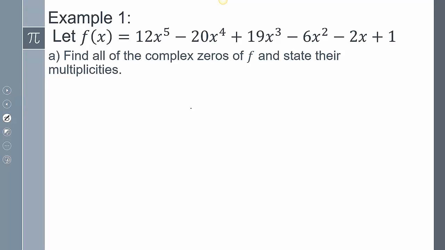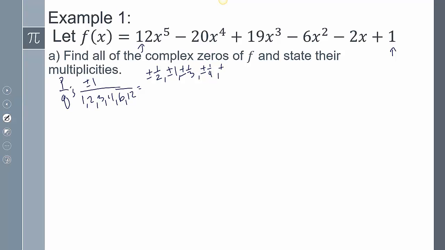Now to find the numbers that I need to divide by, we're going to use the rational roots theorem, or the rational zeros theorem, which is my p's over q's. And so my p's over q's are going to be plus or minus 1. It's the factors of this number divided by the factors of this number. So listing all those, I get plus or minus 1/2, plus or minus 1, plus or minus 1/3, plus or minus 1/4, plus or minus 1/6, and plus or minus 1/12. So I need to try all those.